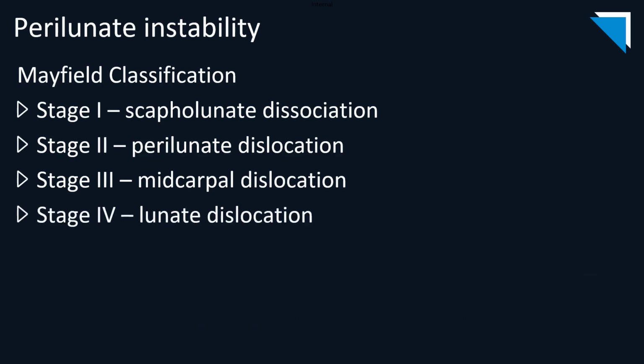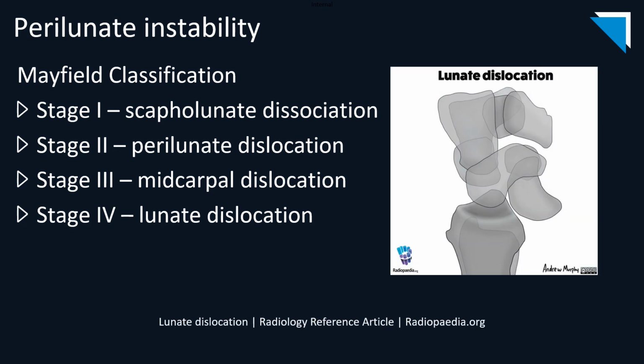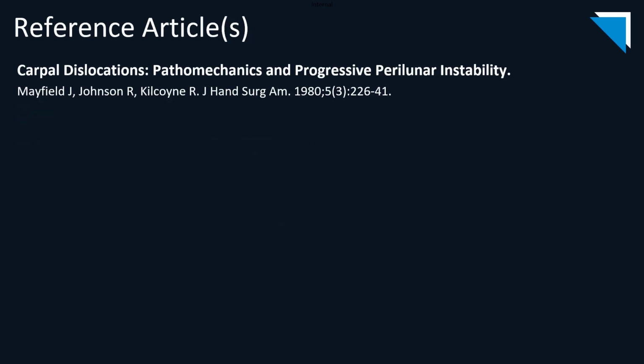And finally, stage 4, known as lunate dislocation, which involves complete volar dislocation of the lunate and proximal migration of the carpus. So in this case, the lunate no longer maintains any articulation with the distal radius. I hope that helps clarify perilunate instability a little bit. If you need some more information or are still a little bit unsure about how to make these diagnoses, this is an excellent article to review.